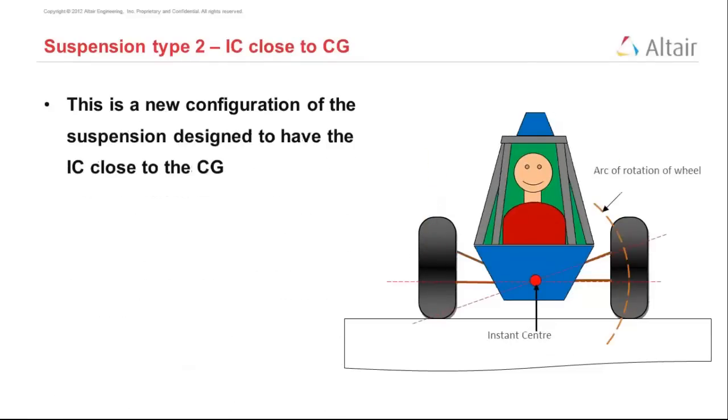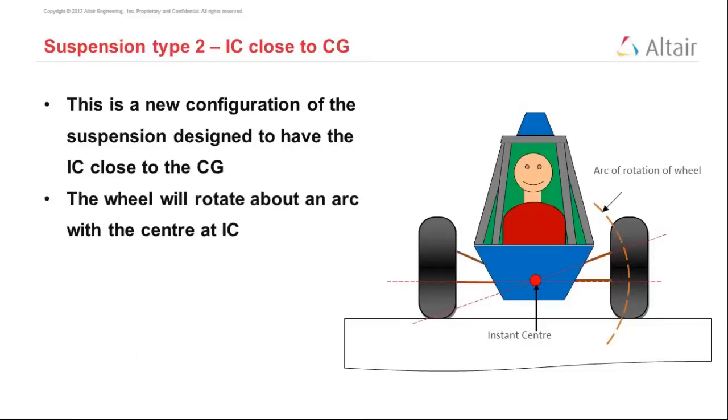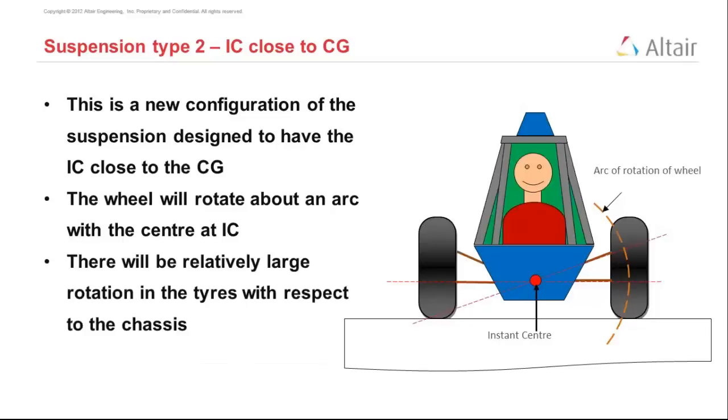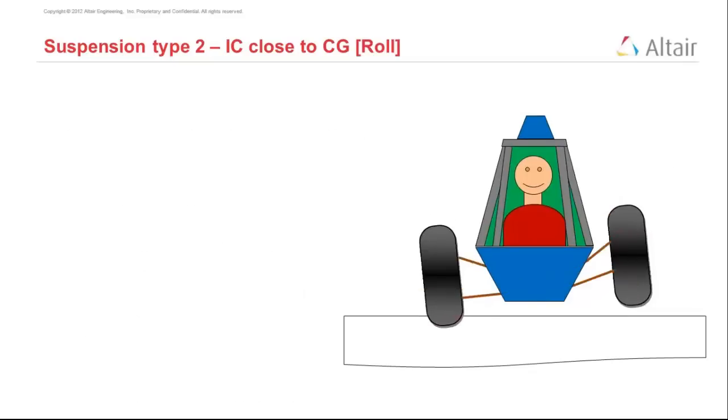Let's analyze suspension type 2, when the IC is close to the CG or the IC is inside the vehicle. You can see very clearly in this picture here that the suspension is designed such that the instant center is at the center of the vehicle. What we see here is that the wheel will rotate about an arc that is shown in the picture here. That is a circle about the instant center. There will be relatively large rotation of the tire with respect to the chassis, and you can see that clearly.